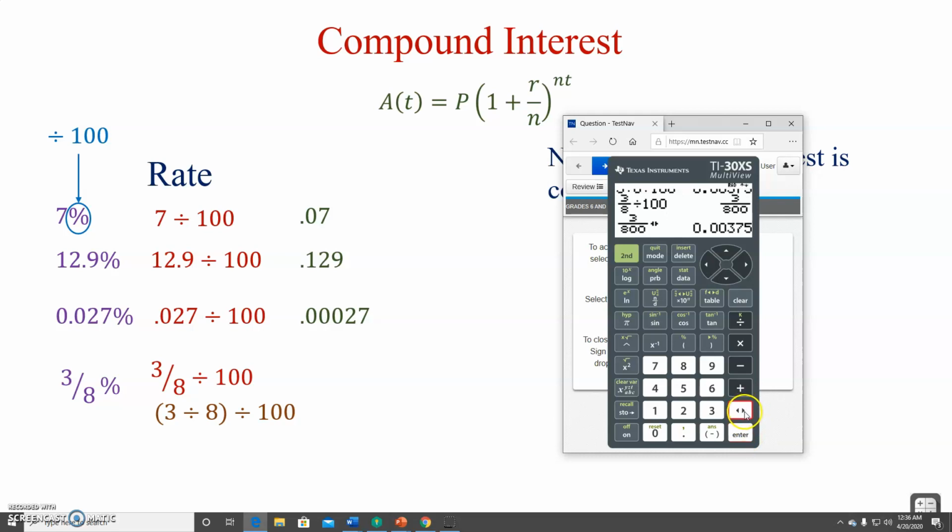Convert that. There's my decimal. Or actually, this calculator has the capacity to convert percentages to decimals. Right above the 8 is the percent. So I could have typed in 3/8, moved it over, second percent, and it converts it to a decimal. So you've got multiple ways with this calculator.